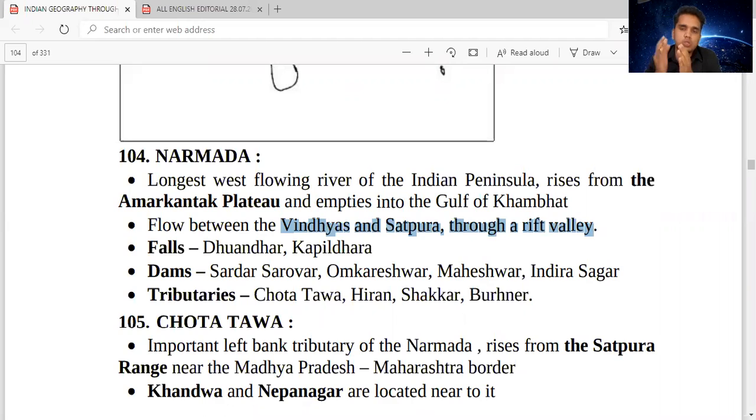Those rivers which cut the soil and create the rift are known as rift valley.